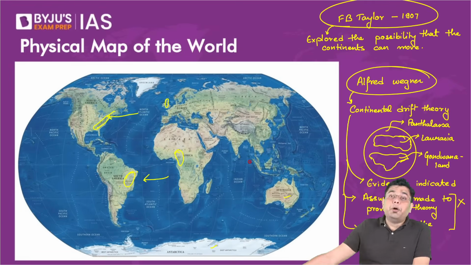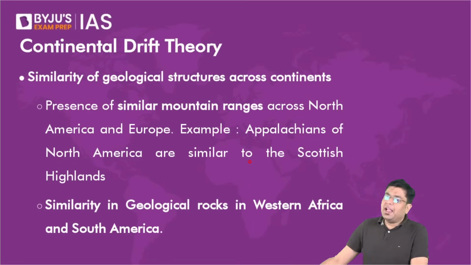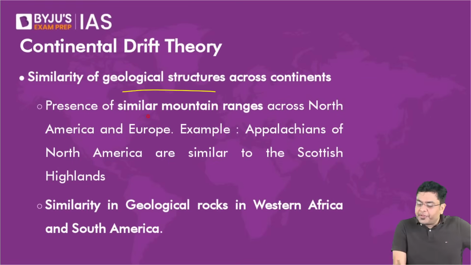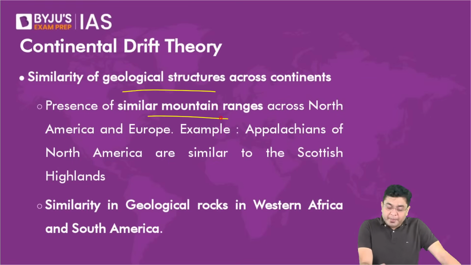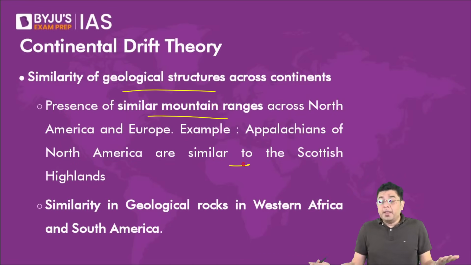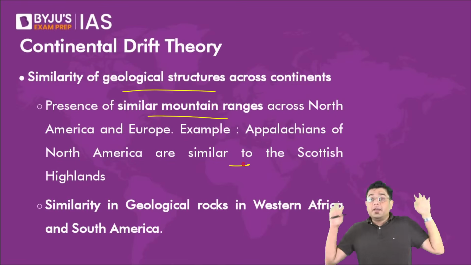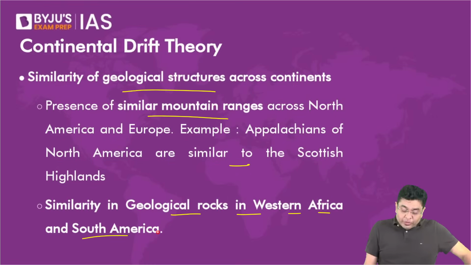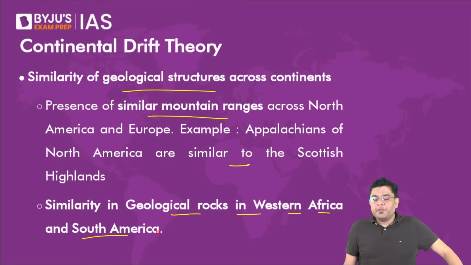So, this was about the geological structure. But something else struck him. When we talk about the similarity of the geological structure, there is the presence of similar mountain ranges across the regions of North America and Europe. For example, the Appalachians of North America are similar to the Scottish Highlands. They have been created at the same time. They have the same structure, the same mineralogy, the same components as well. So it cannot be possible that exactly the same rocks are created simultaneously thousands of kilometers away. Similarly, geological rocks in Western Africa and South America also indicated a similarity.